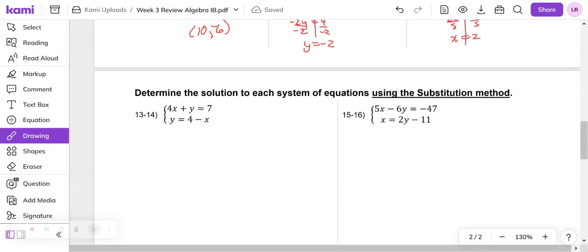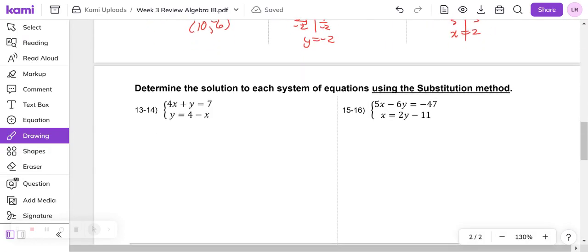Now, 13 and 14. Okay, these next two problems, it says we would want to solve using the substitution method. Now, substitution is typically used when we have an equation that is solved. So it's got a letter that's isolated by itself. So I'm going to create a new equation by substitution here. 13, 14, notice the bottom one has the y by itself, so I know y is equal to the expression 4 minus x. So what I need to do is look for the y in my other equation, and I'm going to remove the y, and I'm going to put that in its place.